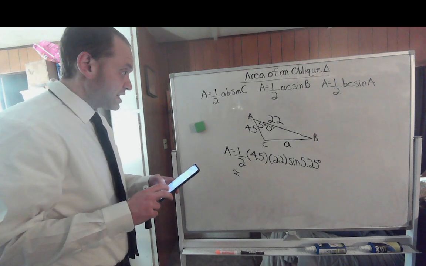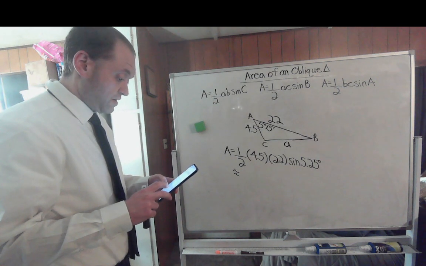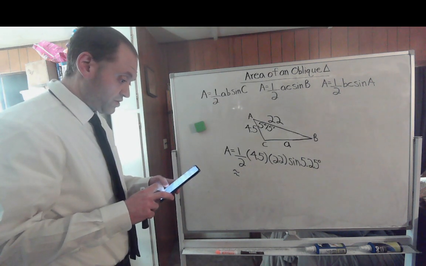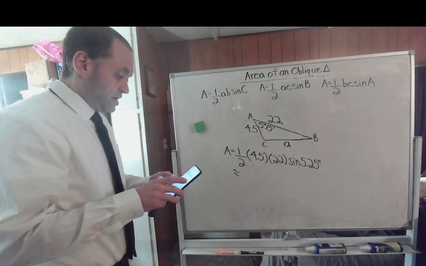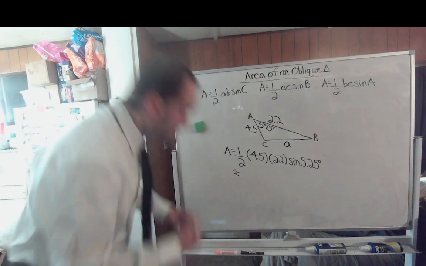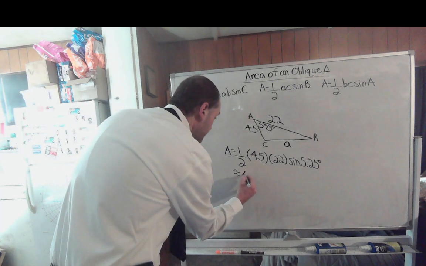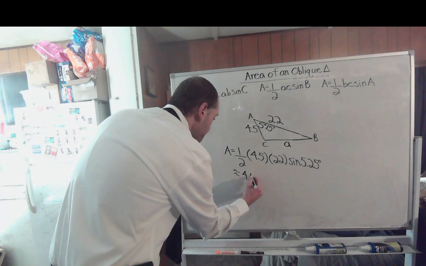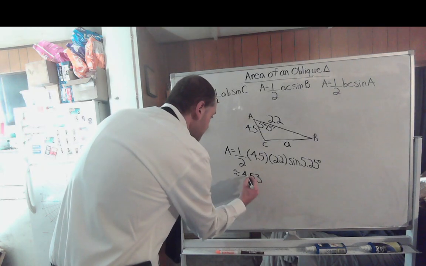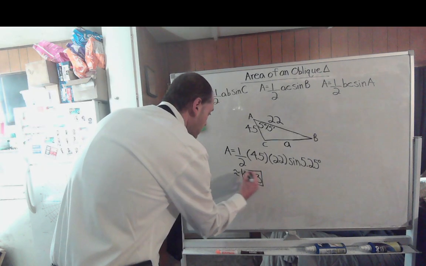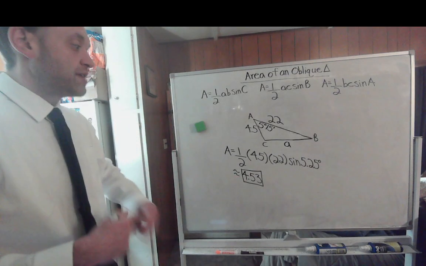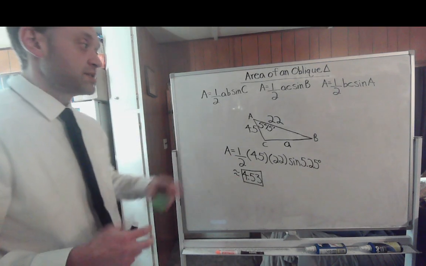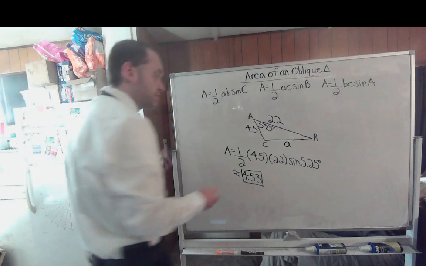So take that times the sine of 5.25. You should get an area of approximately 4.53 square units. So the area comes up to approximately 4.53 square units. That's a rather small area, but sometimes you'll have that.